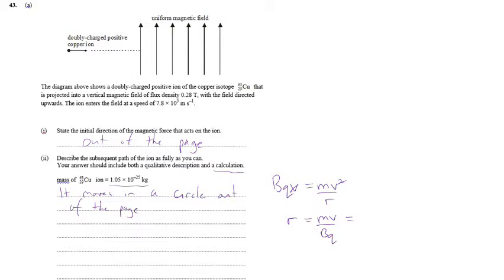Now we know in this case that the mass of the ion is 1.05 times 10 to the minus 25 kg, and the velocity of the ion is 7.8 times 10 to the 5 meters per second. It tells us the magnetic field is 0.28 Teslas, and it says it's doubly charged. Doubly charged means it's plus 2, so 2 times 1.6 times 10 to the minus 19, and that comes out as a radius of 0.91 meters.